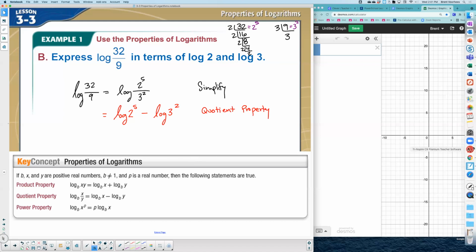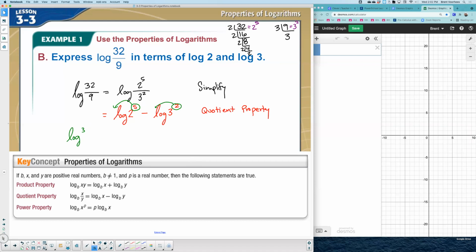Finally, what's the property we have not done yet? Power. We have powers here. So I'm going to take my powers, and where can I place my powers? As the coefficient. This is the power property. So our final answer, or said another way, log of 32 divided by 9 is equivalent to 5 times log of 2 minus 2 times log of 3. That's my solution.